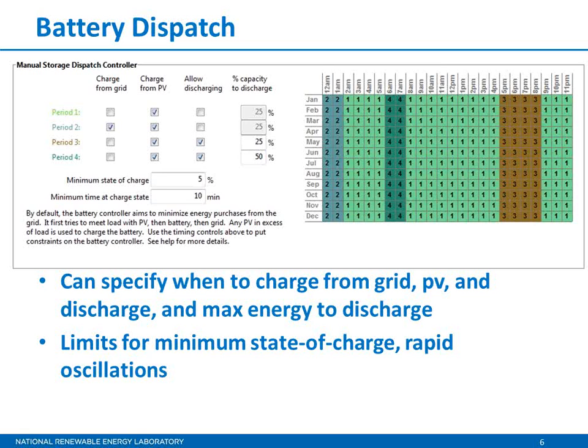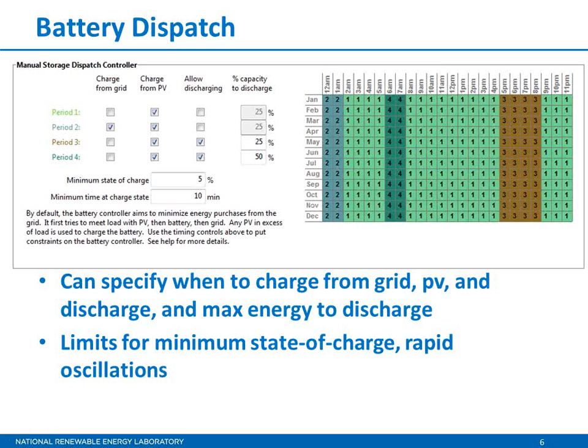So the battery dispatch, currently it's a manual dispatch, kind of like a time of use schedule. You can define these custom periods of whether you charge the battery from the grid or PV, or whether it is allowed to discharge. If it's allowed to discharge, what percent of the available energy do you want to maximum discharge over that time period? And this gives you a way to tailor and customize a dispatch strategy.